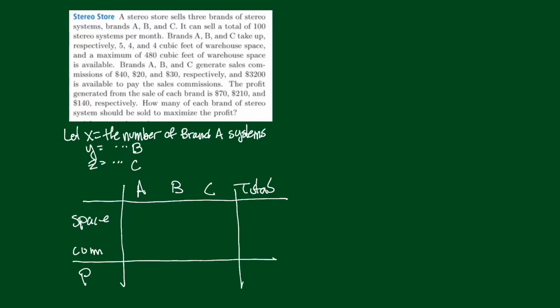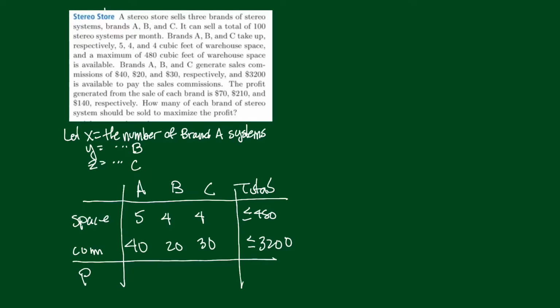So what do we know about these brands? Well, up here it tells us that brands A, B, and C take up respectively this many cubic feet of warehouse space, 5, 4, and 4. So I'll bring that down here. 5, 4, and 4. And what else do we know here? We have a maximum of 480 cubic feet available. So over here in the column of totals, we have at most, less than or equal to 480 cubic feet.